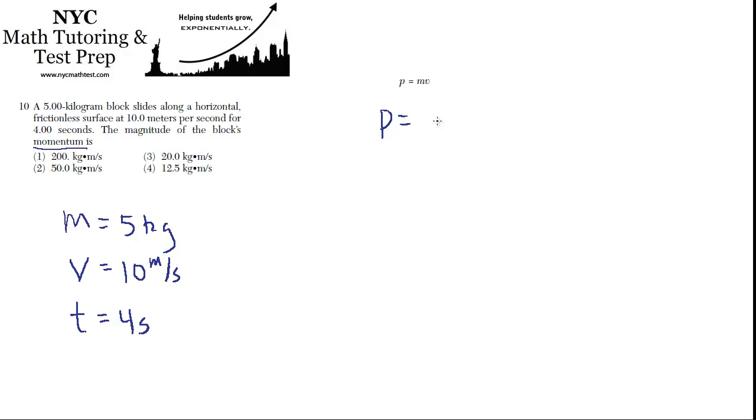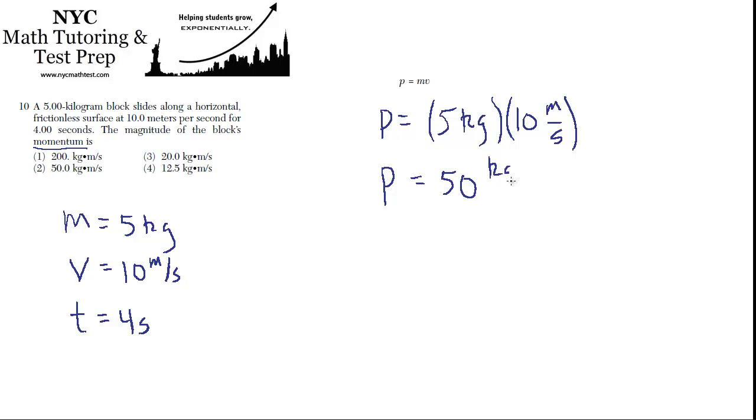So P equals mv. We said our m was 5 kilograms and our v was 10 meters per second. So we plug this in and multiply. So the momentum is 5 times 10 is 50 kilogram meters per second. So the answer is 2.